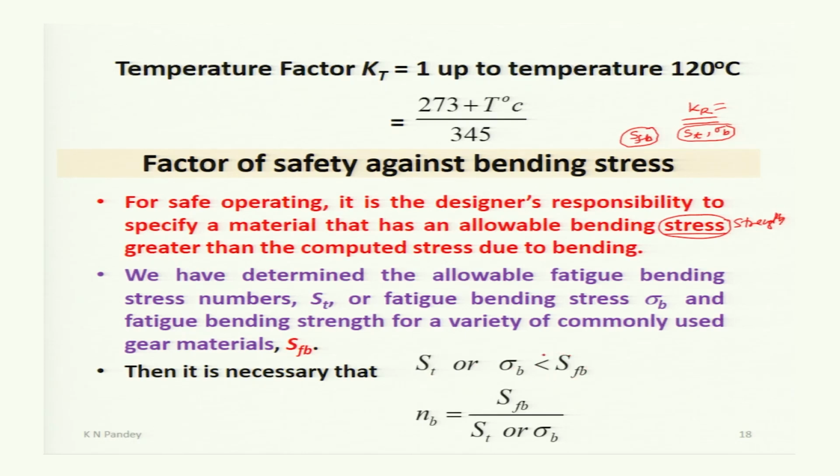Now, to make this inequality into equality, you have to multiply the left side by a number which is called the factor of safety for bending or for fatigue. So, you can say this as NF or NB, factor of safety due to bending or factor of safety due to the fatigue, and that will be SFB, that means fully corrected strength of the material of the gear, divided by the bending stress number or the bending stress which is acting on the material, and this is also the corrected value by applying all factors.